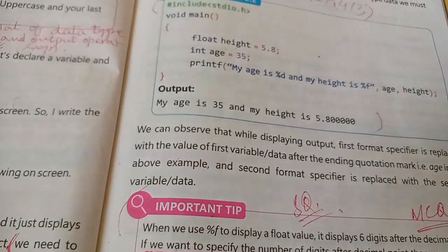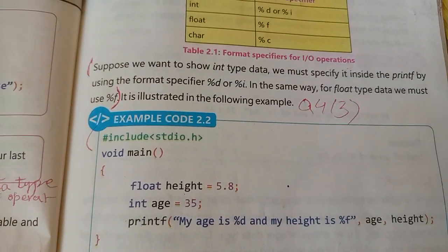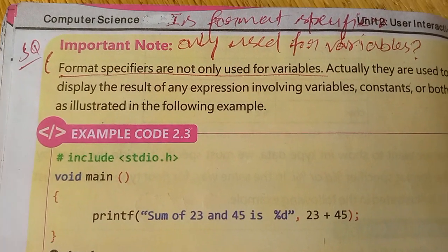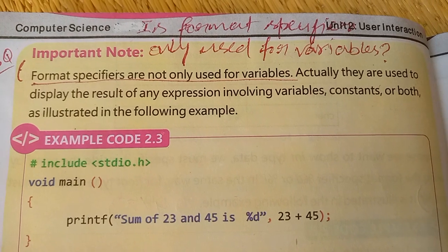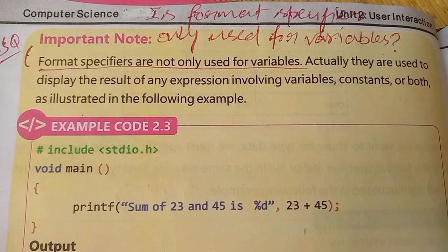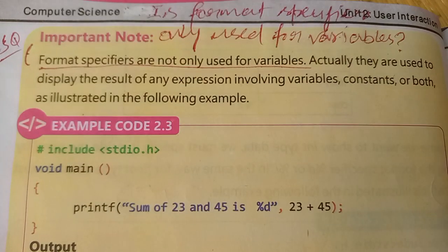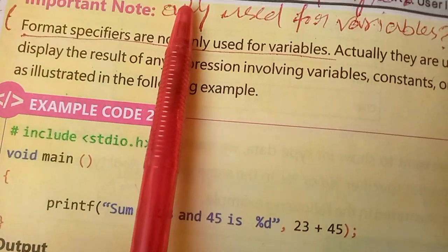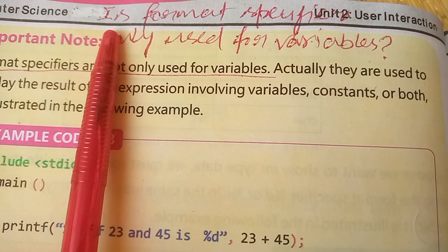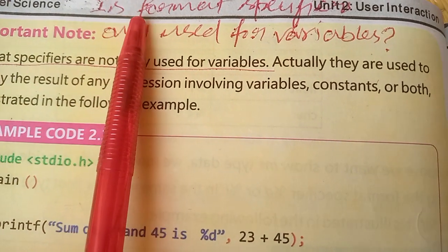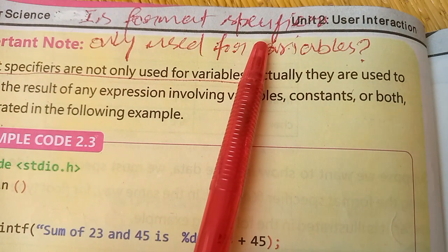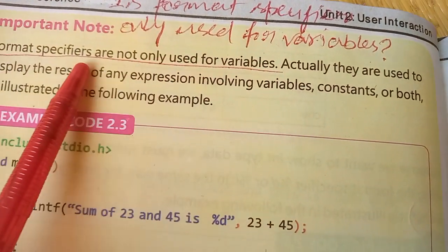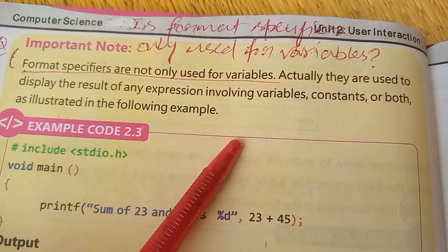So it is the answer of the long question that will be asked in the board exam. You will also write this text if this question is asked as a long question in board exams. This can also be asked as a short question in board exams. So the statement of the short question is as follows: is format specifier only used for variables? So these lines are its answer.